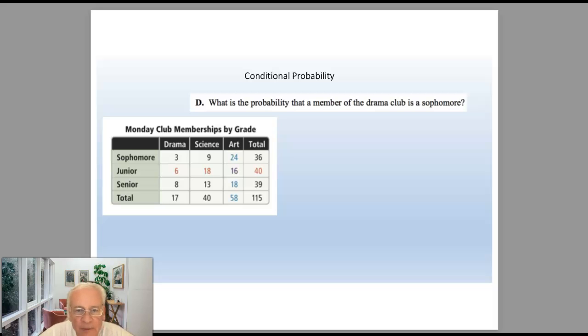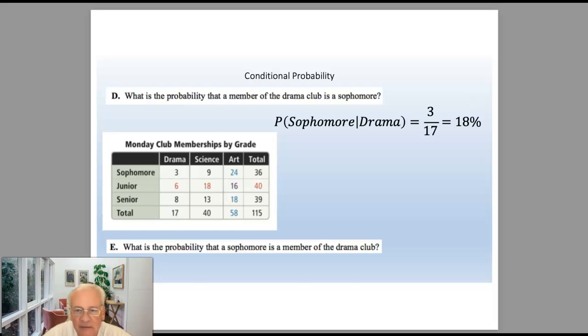Here's another example. What's the probability that a member of the drama club is a sophomore? Here's the drama club right here. There's 17 members. How many of those are sophomores? Go up to the top, 3 of them. So 3 out of 17. 3 over 17, that's 18%.